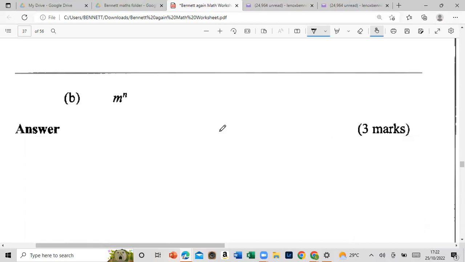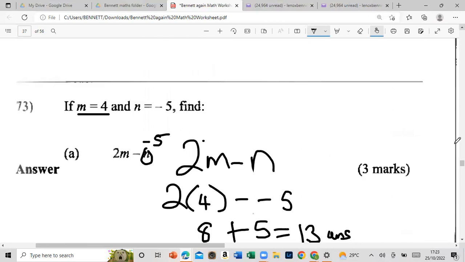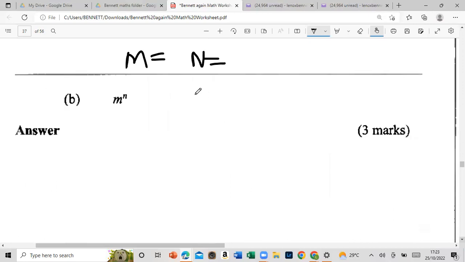Alright, this one says m to the n, so it's m raised to the n. But let me just rewrite the value of m, and I honestly do not remember. So let me go back up. What's the value of m? Anyone? So m was 4, n was negative 5. So it says m raised to the n, so 4 raised to the negative 5.